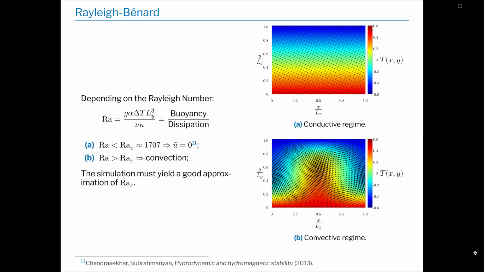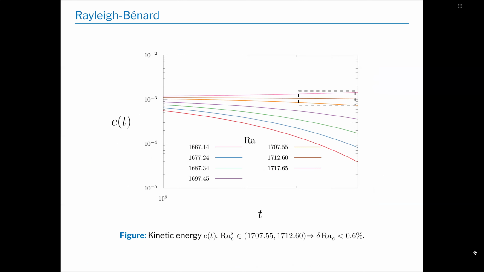Okay, we investigated the critical Rayleigh number by plotting the kinetic energy. We know if the velocity is vanishing, so in a conductive regime, we have to have a vanishing kinetic energy, of course. And then if we are in the convection, we have to have a stationary value. We can see here that the change happens in this zone, which is between 1,707.55 and 1,710.60. And this gives an error of 0.6%, which is quite satisfactory, so we did not investigate further. And we moved on to the second benchmark.